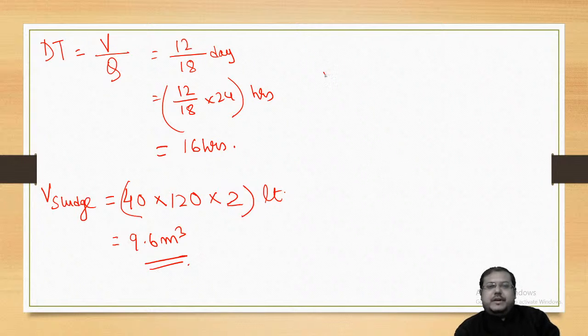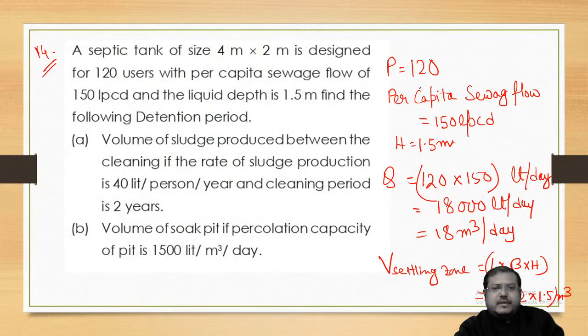Now volume of soak pit. What is given? Percolation capacity of 15,000 liter per meter cube day.